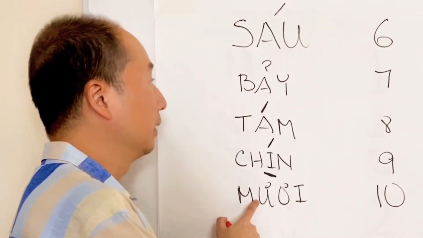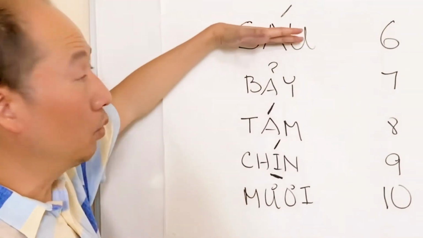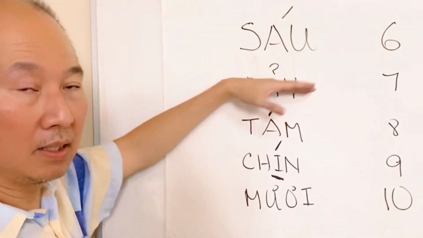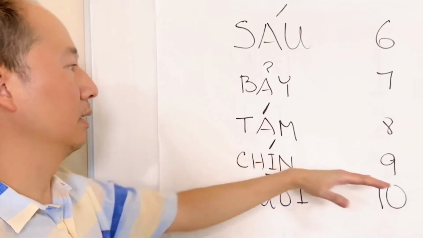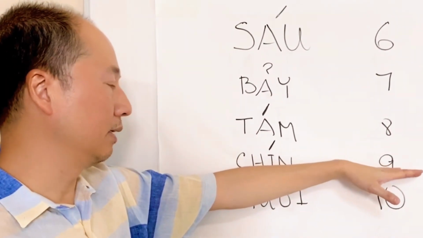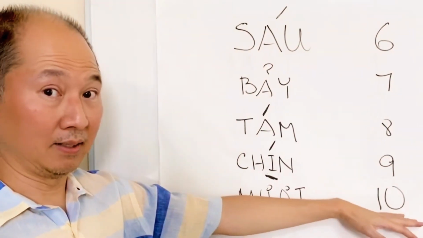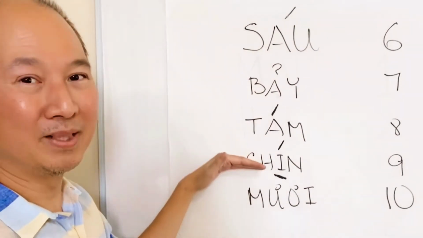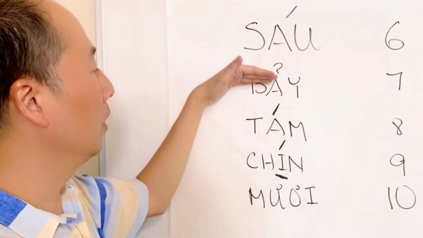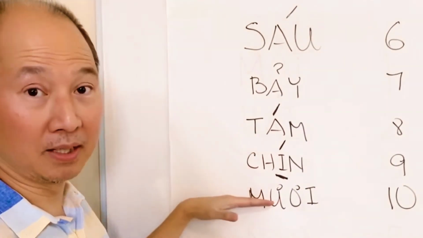So let me count this again. 6, 6, 7, 7, 8, 8, 9 is 9, 10 is 10. All right, let me practice this again. 6, 7, 8, 9, 10, 6, 7, 8, 9, 10.